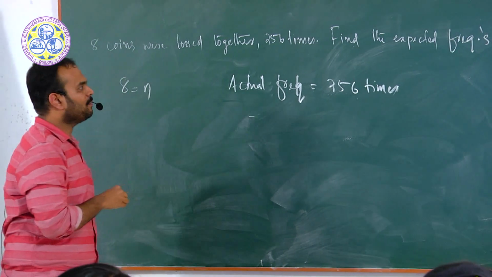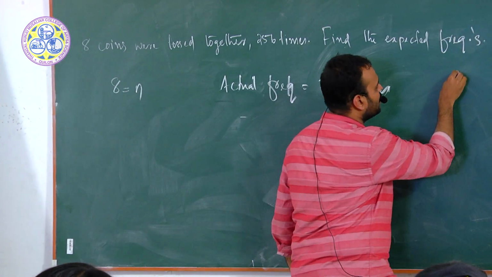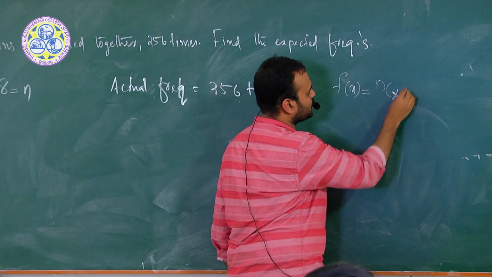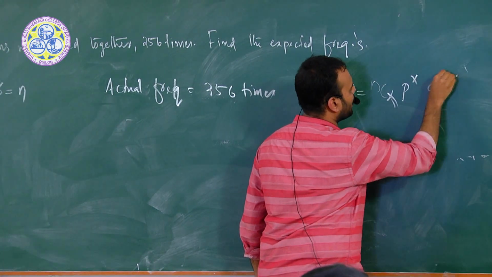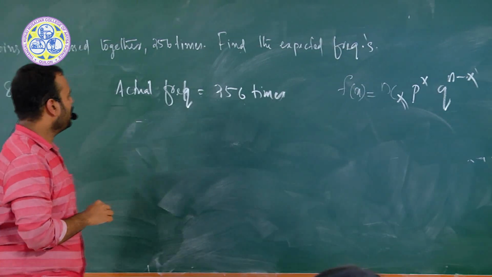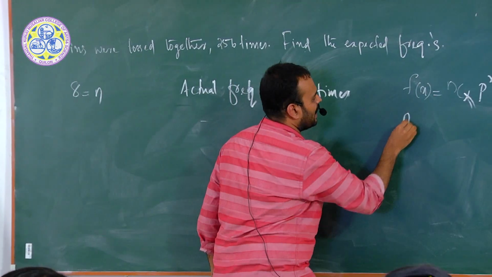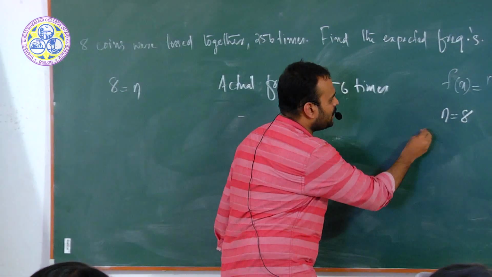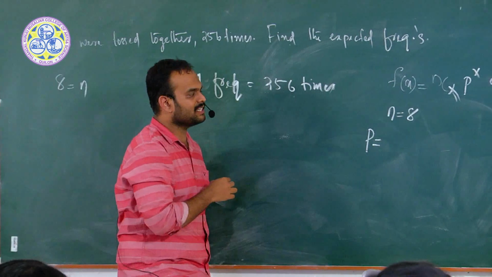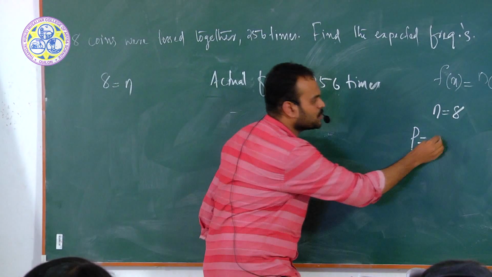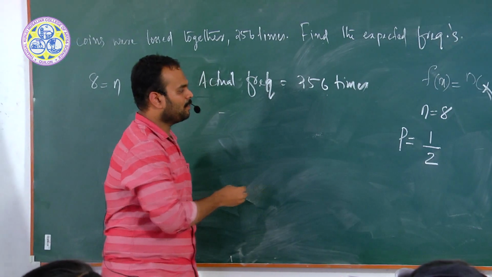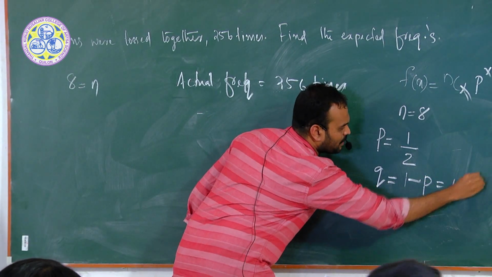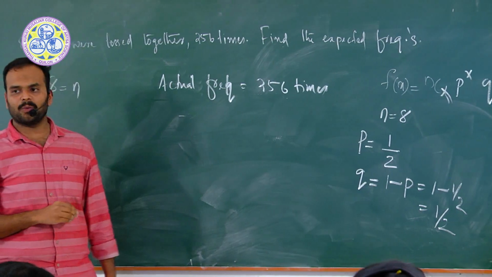Then our binomial distribution, the distribution function of x, f of x is equal to nCx into p raised to x into q raised to n minus x. This is our binomial distribution. Here n is equal to 8 times. The actual frequency is 256 times, and the probability of getting a head is p, that is equal to 1 by 2. We already did this problem. And the probability of getting failure, that is q, that is 1 minus p, equal to 1 minus 1 by 2. Then p is 1 by 2 and q is also 1 by 2.